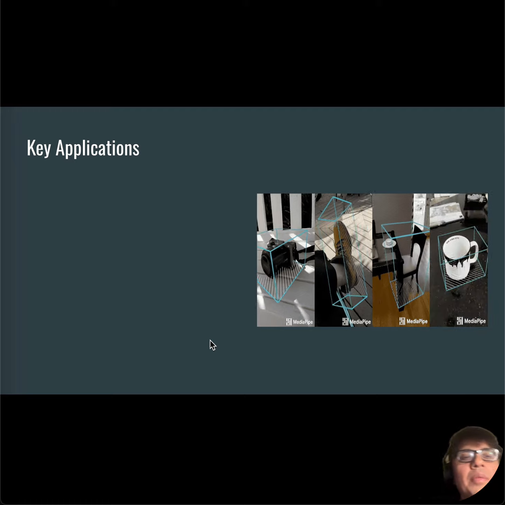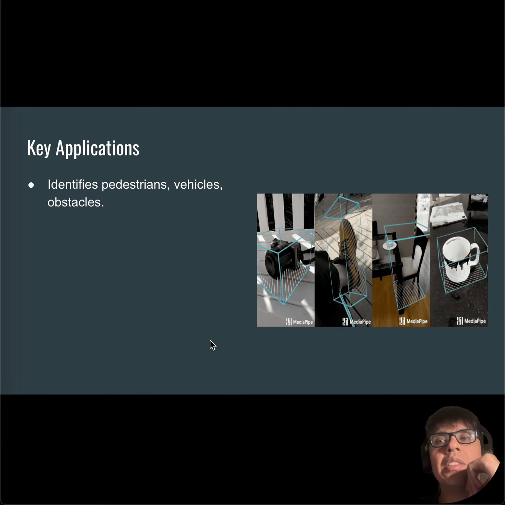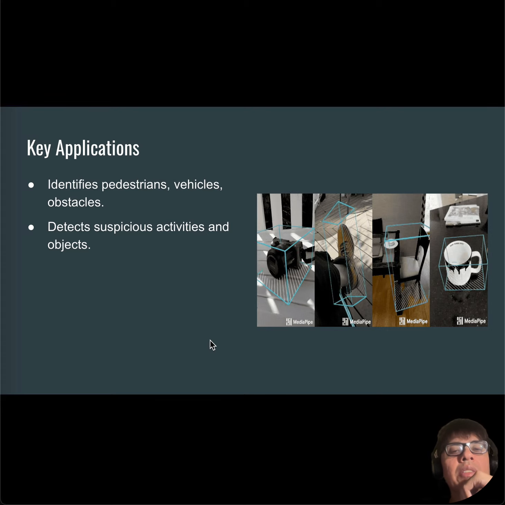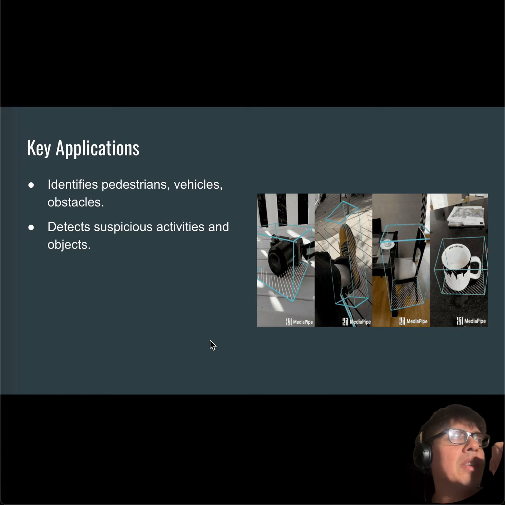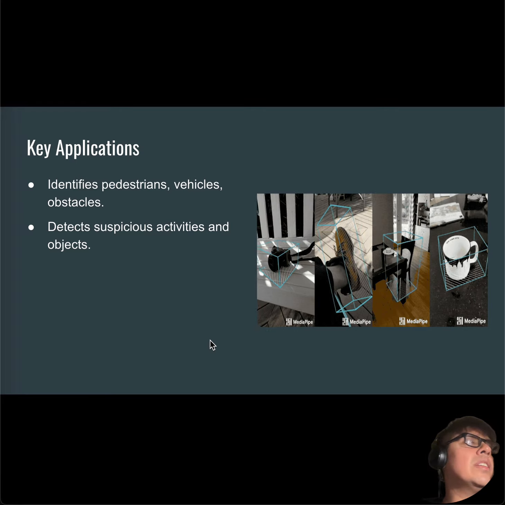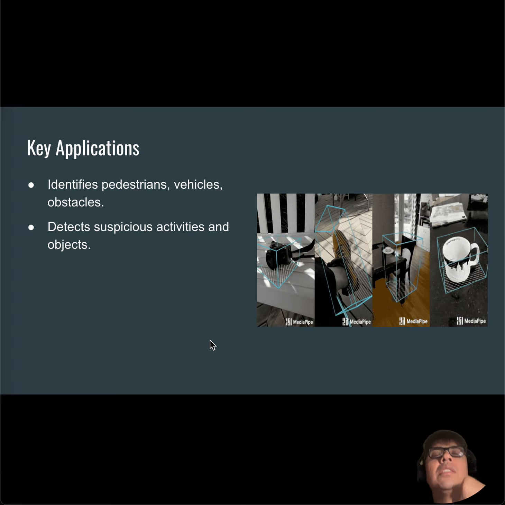So, key applications. We want to identify pedestrians, vehicles, obstacles. We detect suspicious activities and objects, right? For example, in a security system or intrusion detection system, we want to see potential intruders, and this is actually done in industry with security cameras. They have object detection models built into the camera.